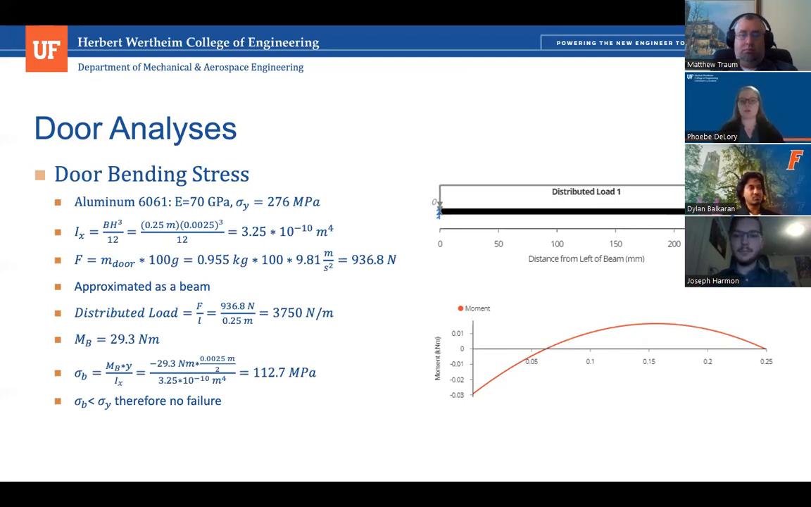We used all this information to calculate the maximum bending moment exerted on the beam, and that would be 29.3 Newton meters. This can then be translated into a bending stress by multiplying by the distance from the neutral axis, which is half the thickness of the door, and then dividing by the moment of inertia calculated, to get a bending stress of 112.7 megapascals, which is less than the yield stress. So it was determined that the door doesn't fail under the shock load.